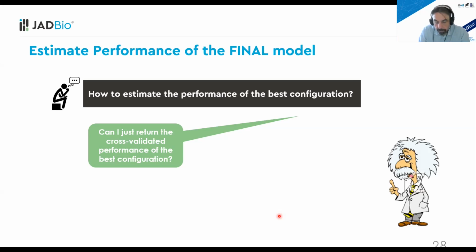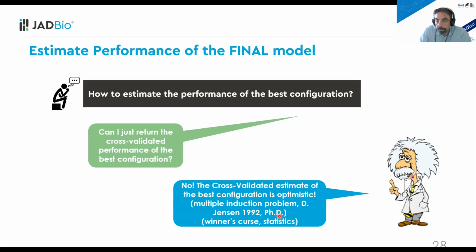So for example, if the best configuration gives a model with accuracy 90% out of all the ones that I tried, can I just return 90%, right? The answer is no, unfortunately. That's what Einstein says. No, actually, Einstein didn't say that, but David Jensen said that, back in '92, and also in statistics, they named this phenomenon winner's curse.